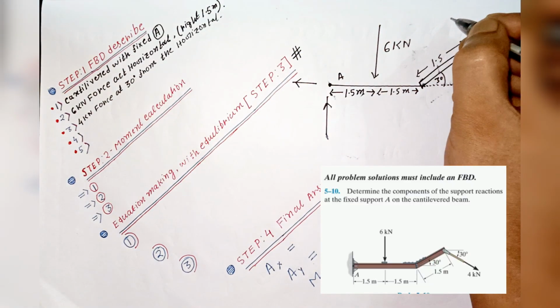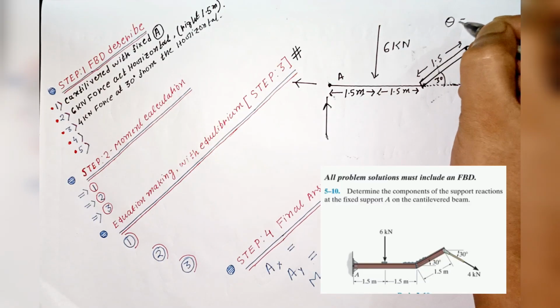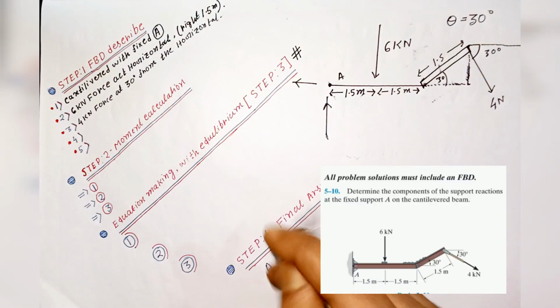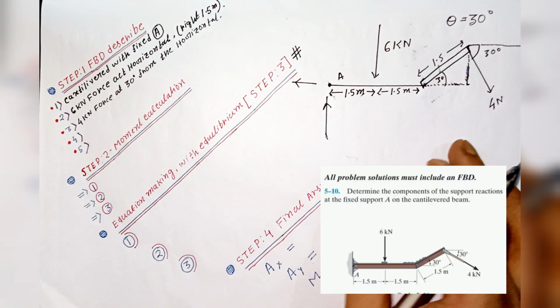Anyway, what is theta? The question says that theta equals 30 degrees. Which 30? This is not your age, this is my age, 30 degrees. Oh, I forgot to introduce myself.